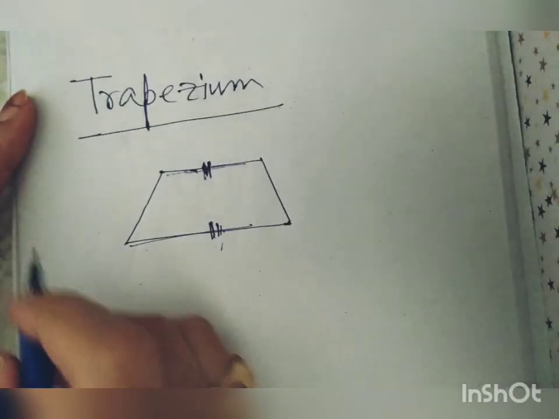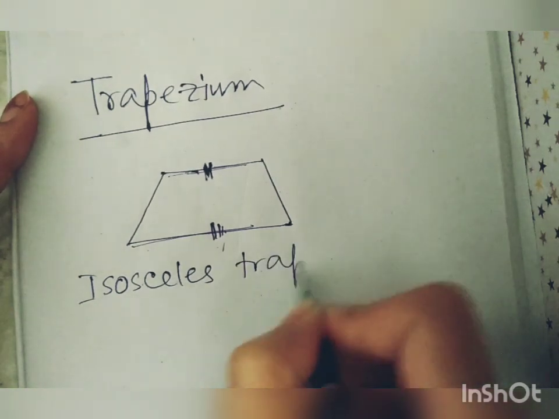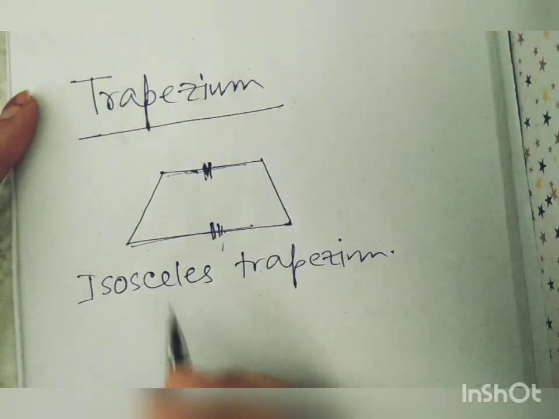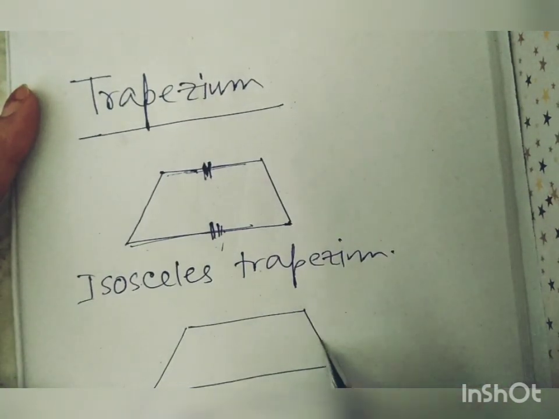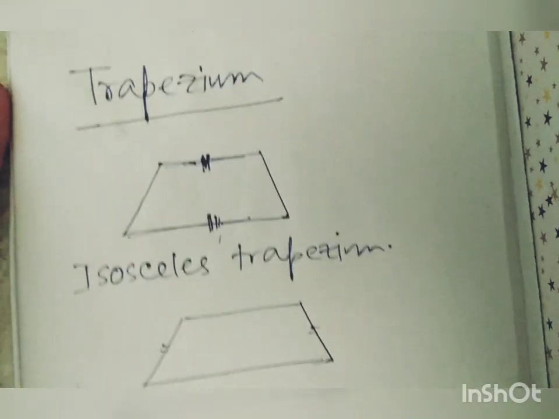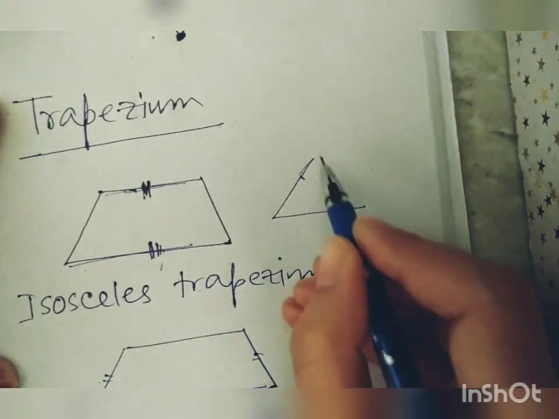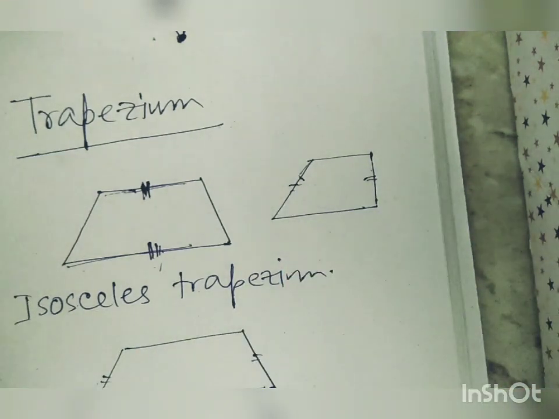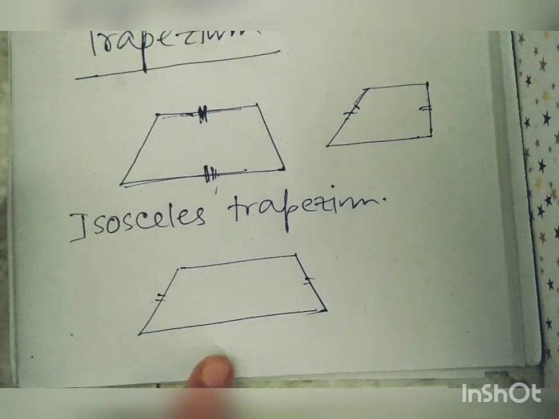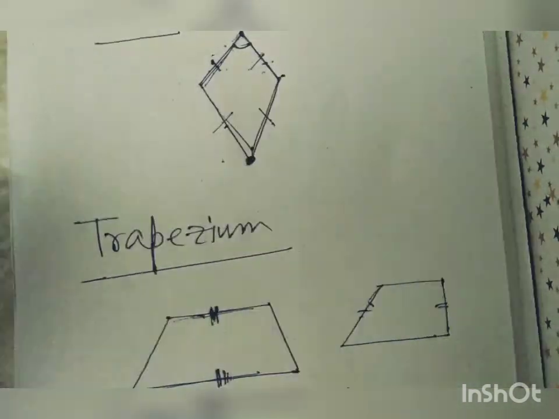Now in case of isosceles trapezium, there is a small difference between a normal trapezium and an isosceles trapezium. Here the lengths of the non-parallel sides will be equal. In case of a trapezium, it is not evident that each and every time the non-parallel sides will be equal in length, but in case of an isosceles trapezium, the non-parallel sides will always be equal in length. Now let's understand all this briefly.